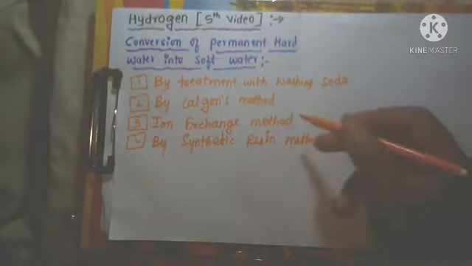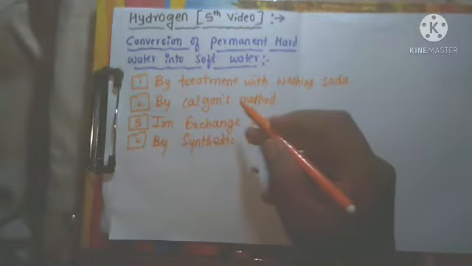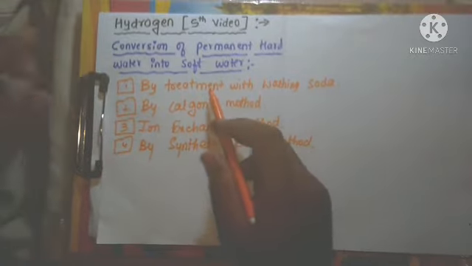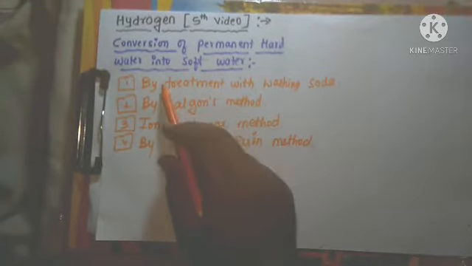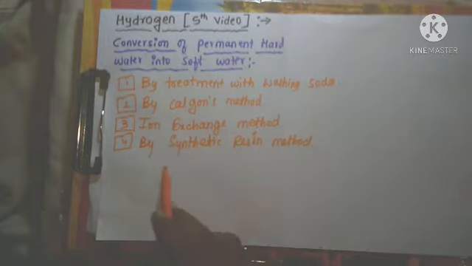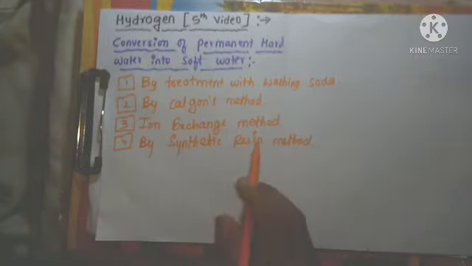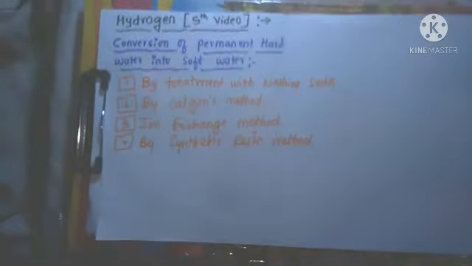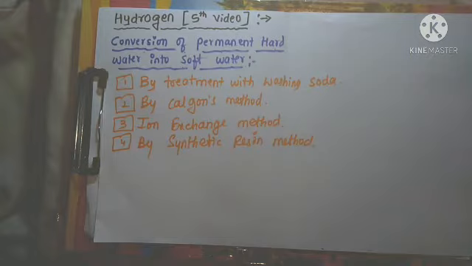These are the four methods. By using these four methods, we can convert the permanent hard water into the soft water. What are those four methods? You know already. By treatment with washing soda, by Calgon's method, by ion exchange method, by synthetic resin method. For these, we will discuss one by one. First, we will discuss basics.